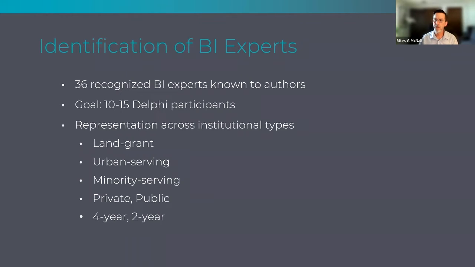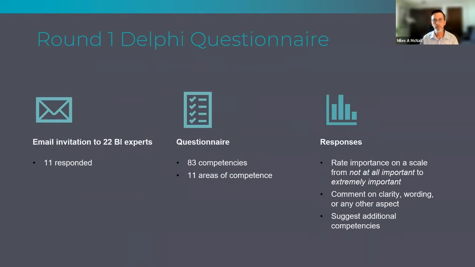And we haven't really thought about how that might have influenced the results. So the Delphi study consisted in our case of 2 rounds of surveys. So in the first round, we emailed an invitation to complete the survey to 22 BI experts, and 11 responded yes, they'd be happy to do it.